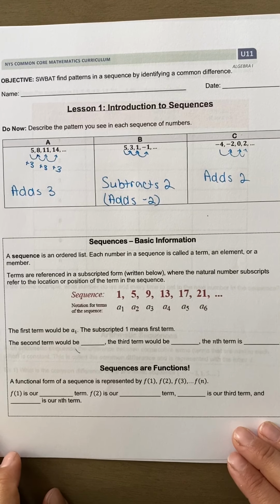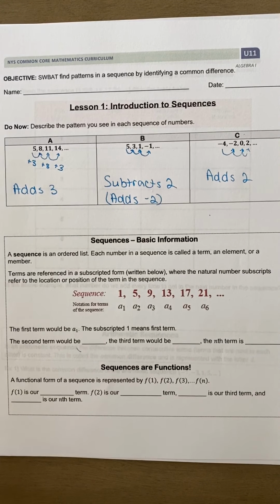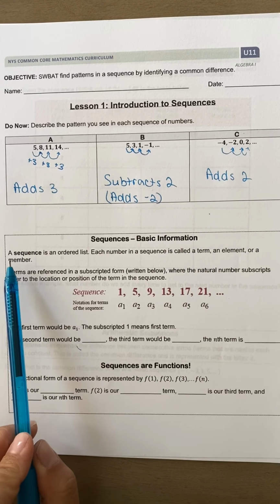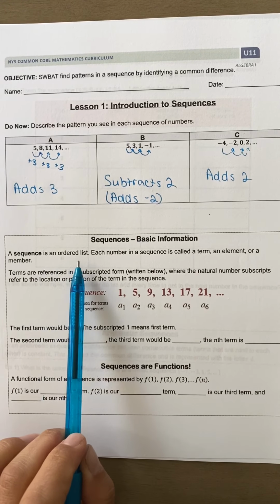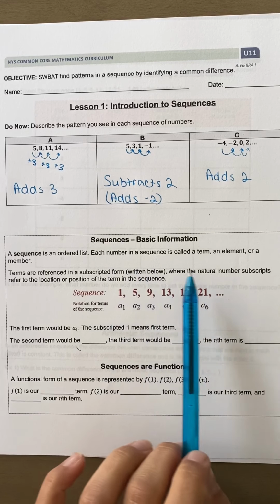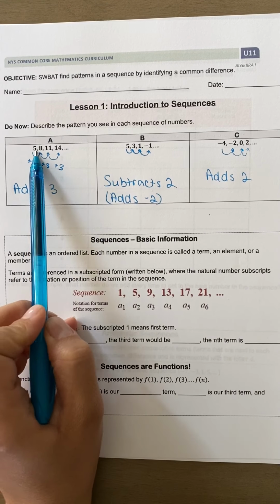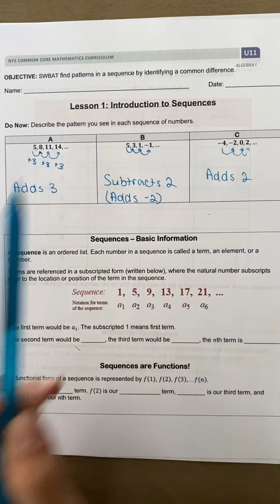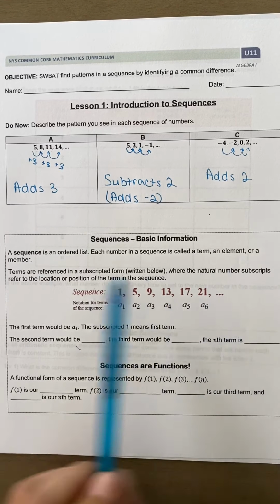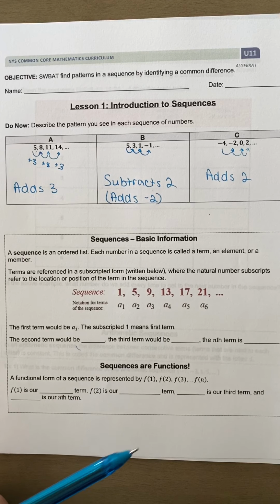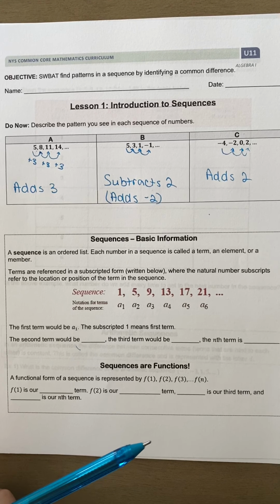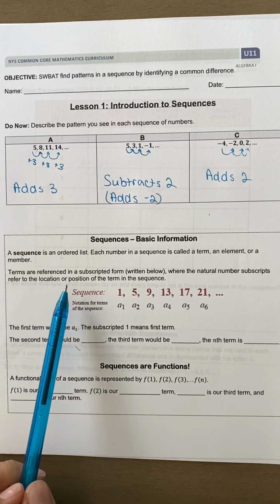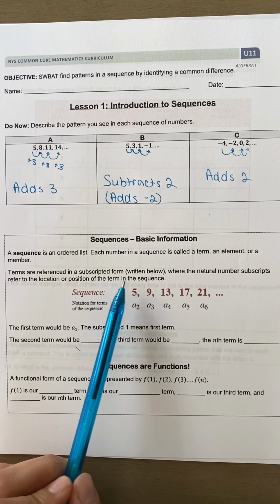All right, moving down to your notes, I'll discuss this a little bit. We have a sequence, okay? These are all sequences. They keep going on and on. A sequence is an ordered list. Each number in a sequence is called a term, right? So this is a term, this is a term, this is a term, this is a term, this is a term. An element or a member, okay? So there are 3 different ways you'll hear that, but for the most part, we'll be saying the word term. Terms are referenced in a subscripted form written below.